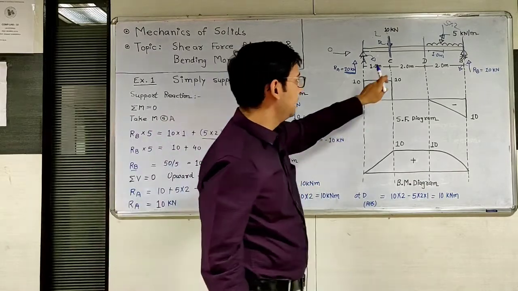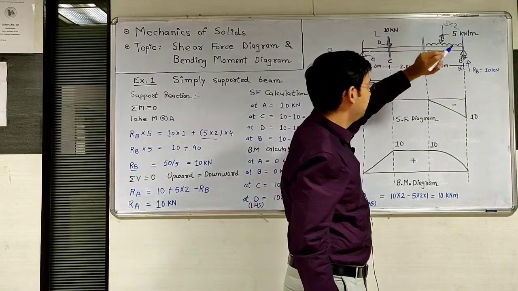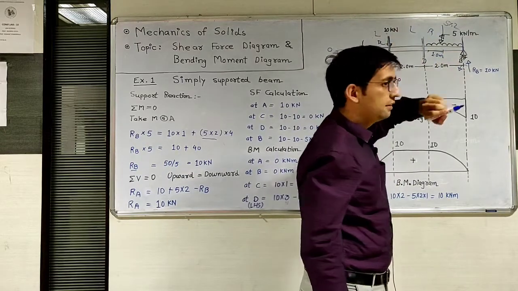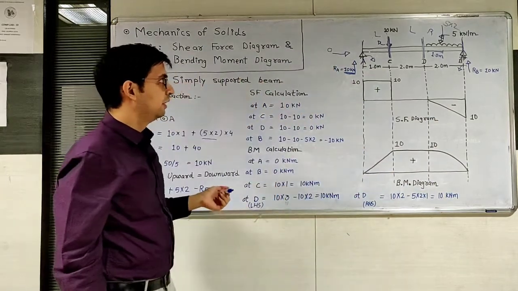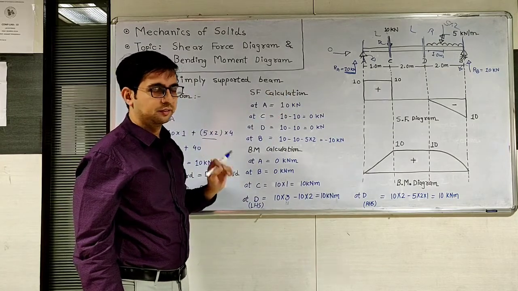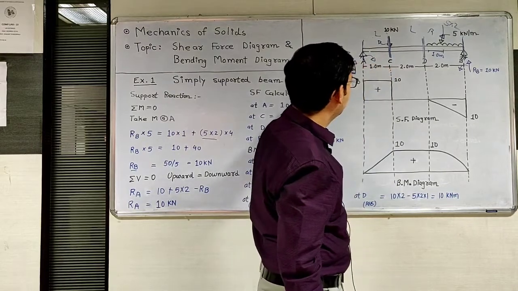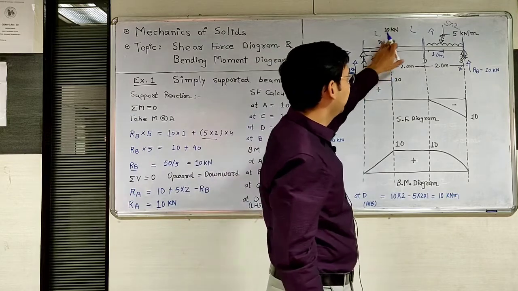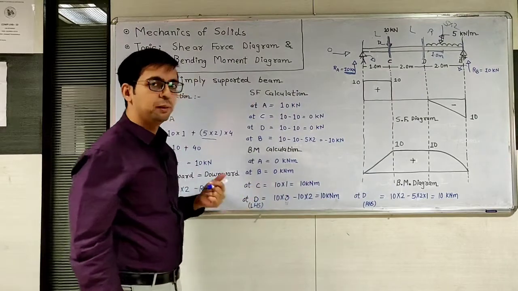Now next to the C point is D point. Calculation of moment at D point can be done using the left hand side section and the right hand side section. Both will give the same answer. First of all, calculate bending moment at D using the left hand side section. On the left hand side we can see there are two forces. First one is support reaction and second one is point load. So moment means force into perpendicular distance.